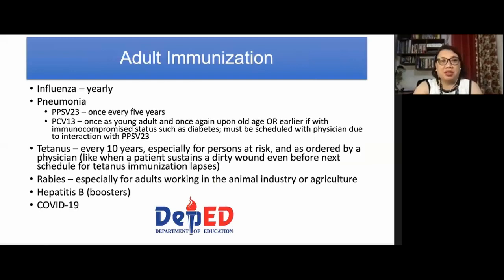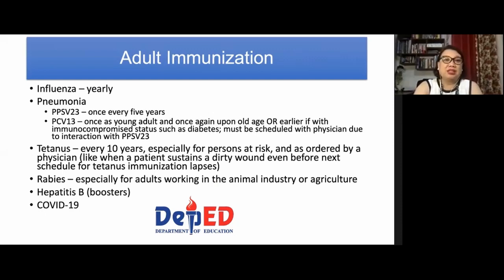So immunization is not only for children, but it is also for the teaching staff and also the admin staff of the school. We recommend, for example, the giving of influenza vaccines annually, pneumonia vaccines every 5 years, tetanus vaccine every 10 years, hepatitis B boosters, and now COVID-19.